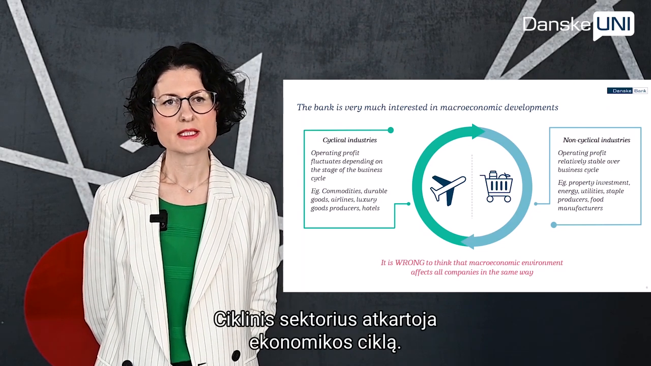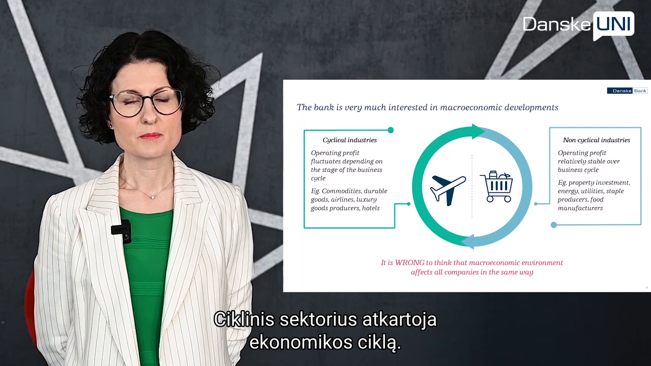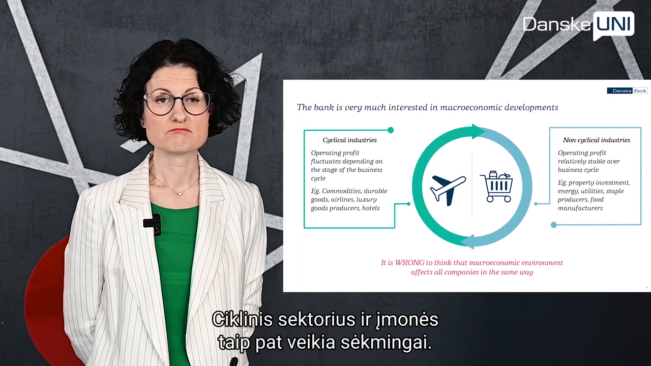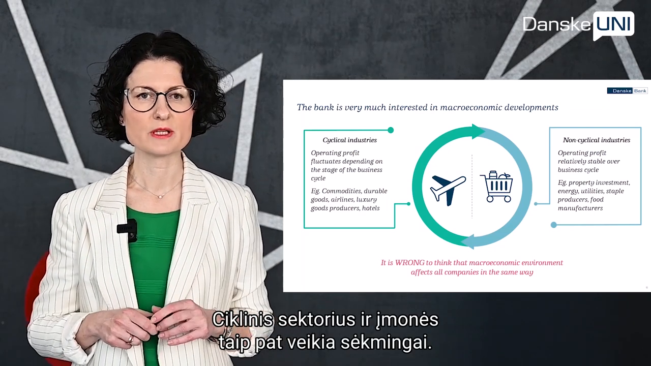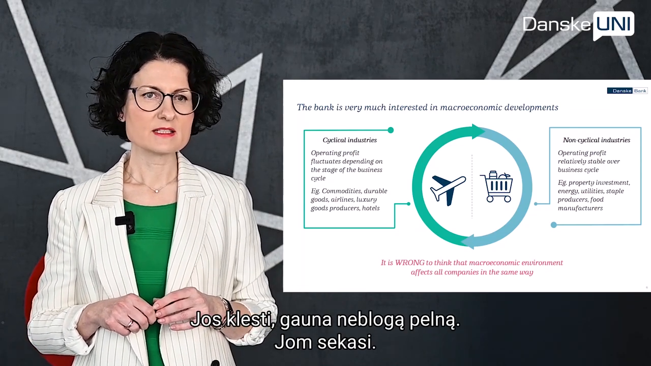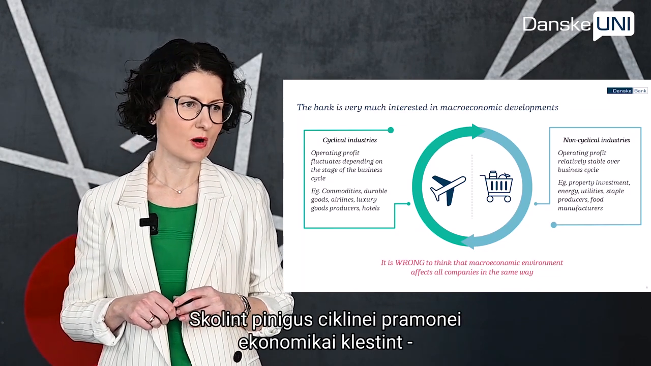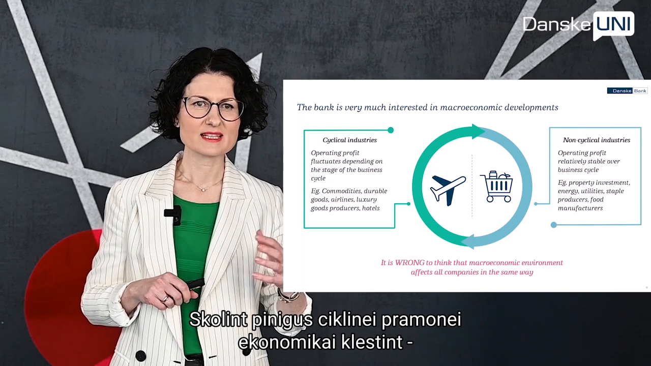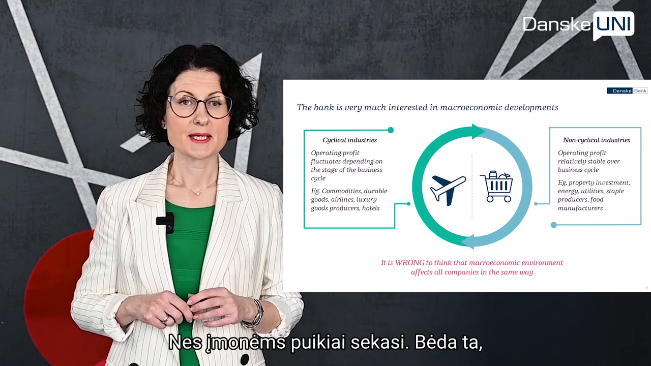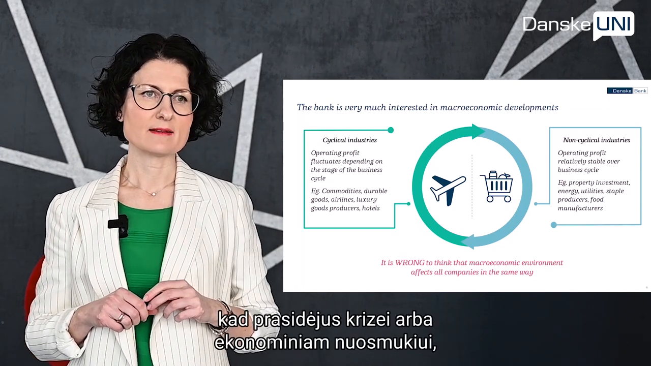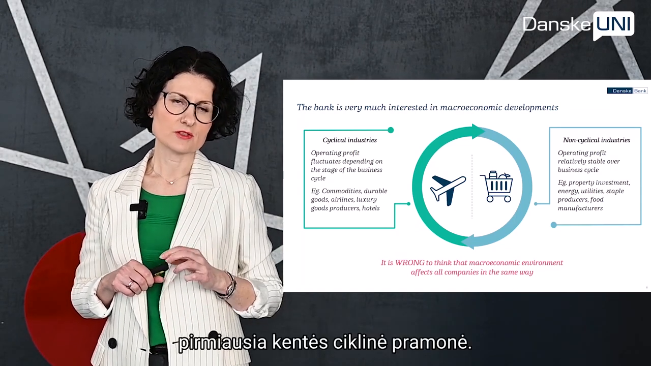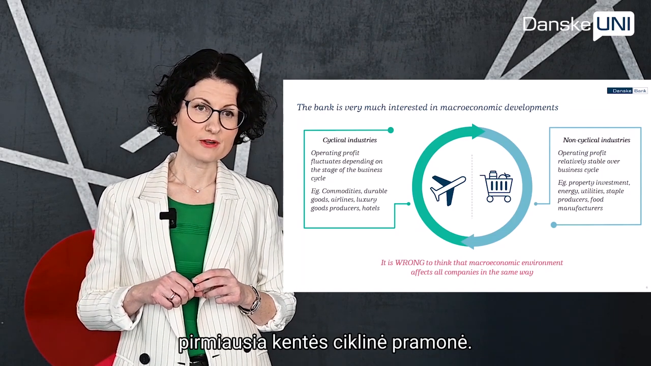Very quickly, cyclical industries actually follow the business cycle. And of course, if the economy is booming, cyclical industries and companies in these industries will be doing just fine. They will be booming, operating profits will be very nice, and it's going to be happy days. So obviously, lending funds to cyclical industries when the economy is doing very well is quite good, actually, because companies are doing very well. But the problem is that if recession hits or if economic downturn comes, cyclical industries will be the ones that will suffer the first.